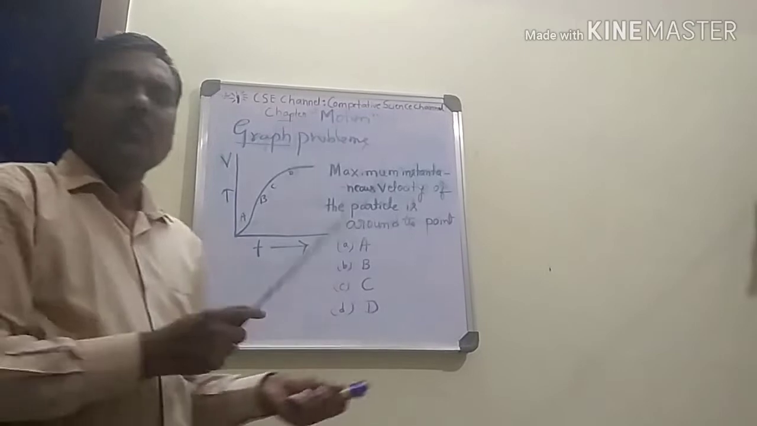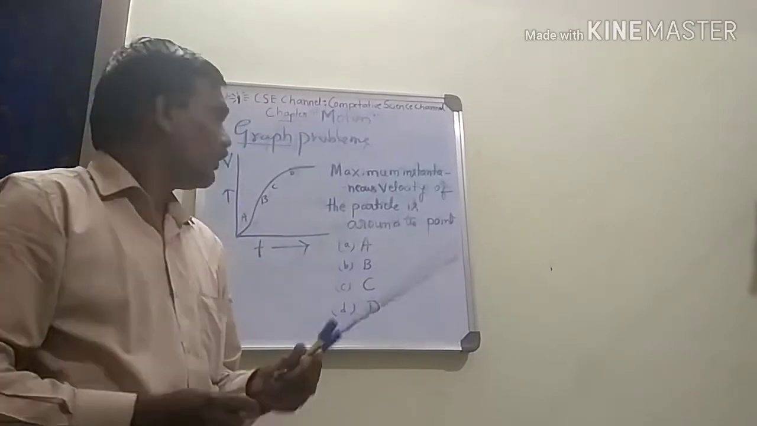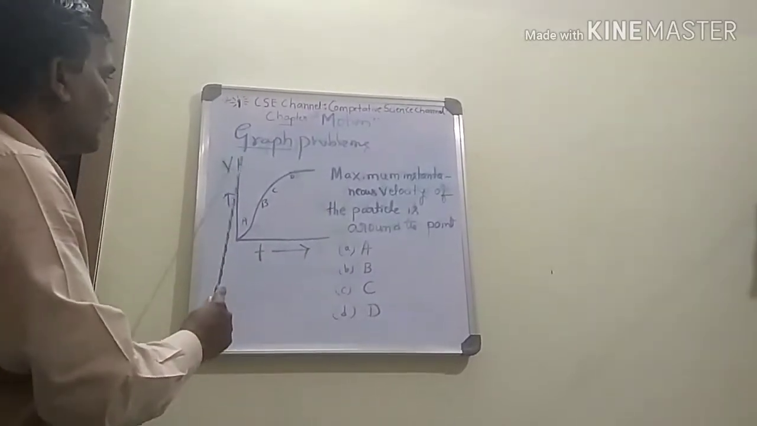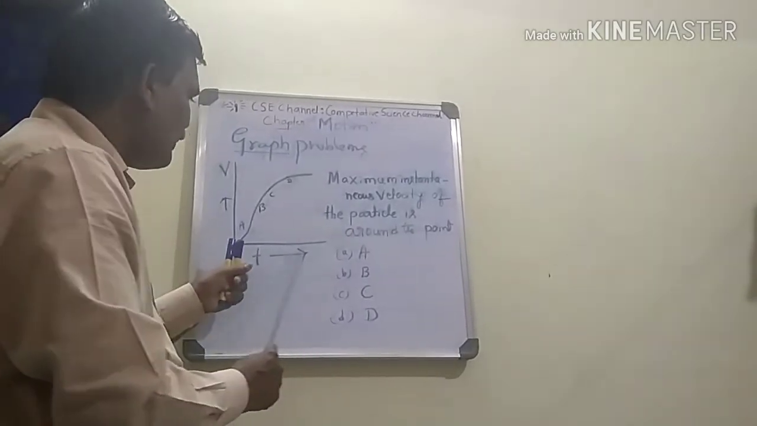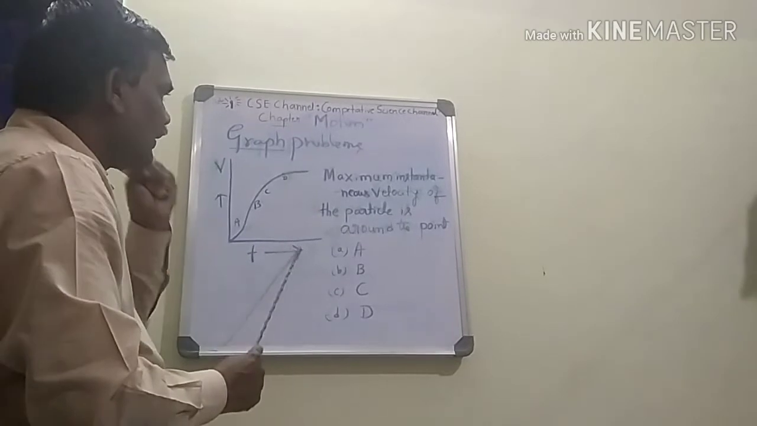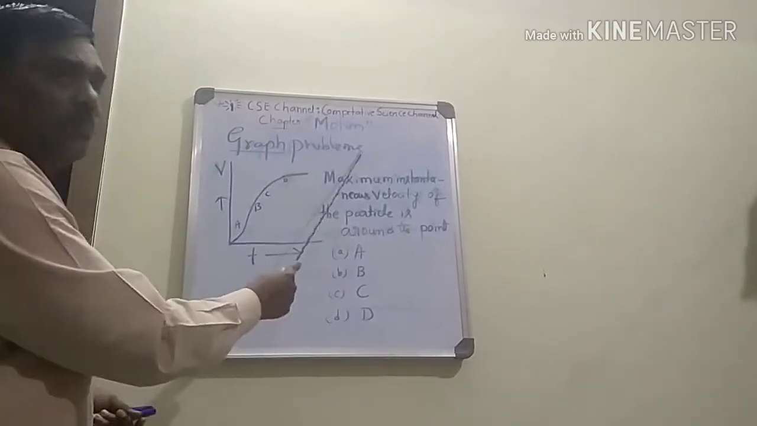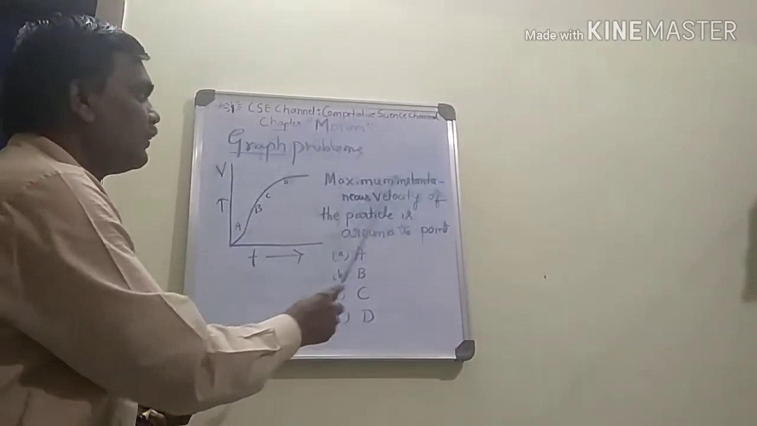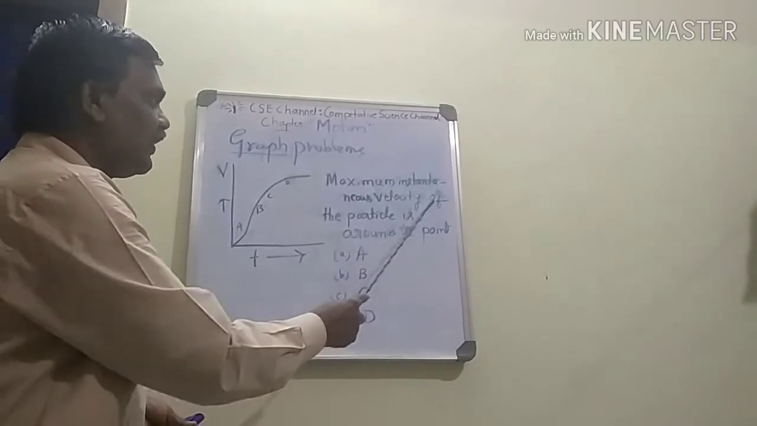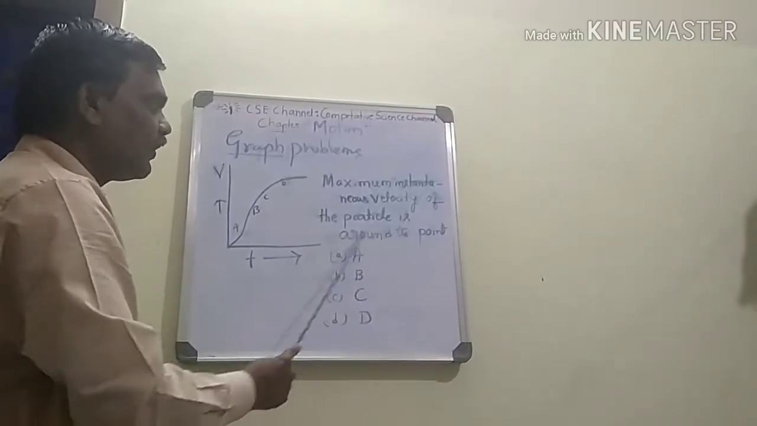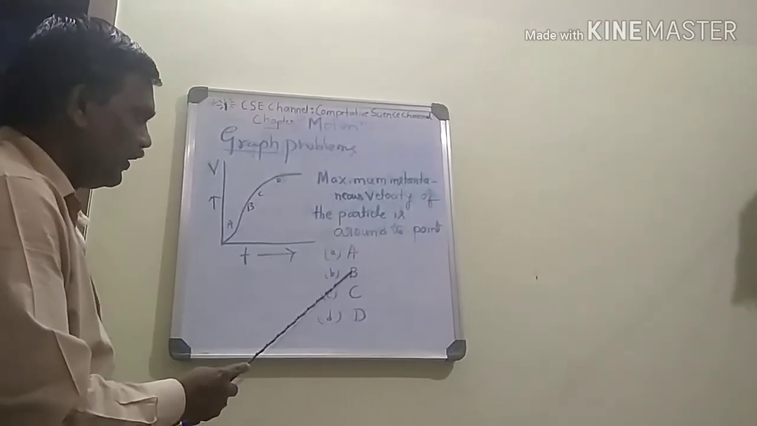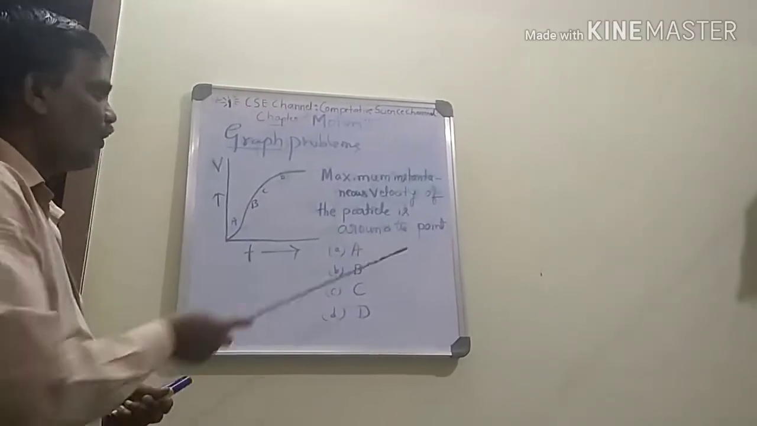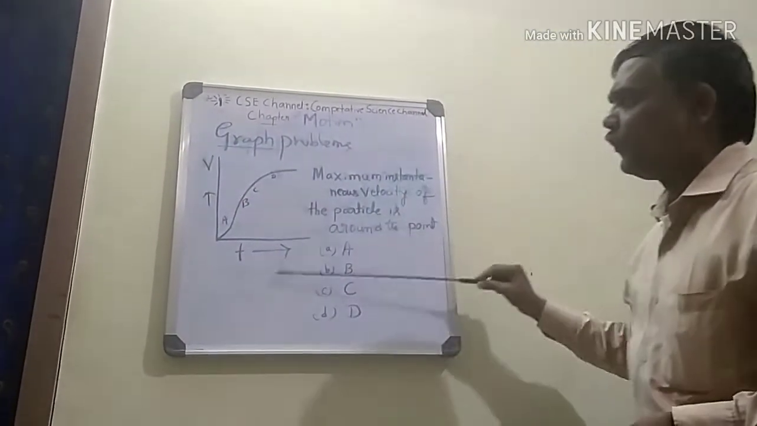Now we'll move to graph problems. See, here the velocity is taken on the y-axis, time is taken on the x-axis. Now the question from the graph problems: the maximum instantaneous velocity of the particle is around the point A, B, C or D. To solve this problem, we have to analyze the graph.